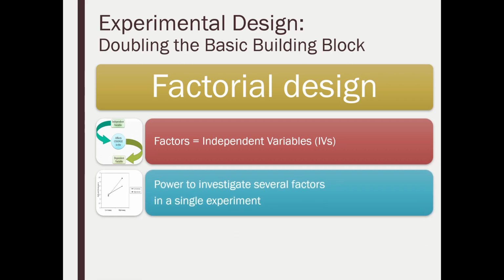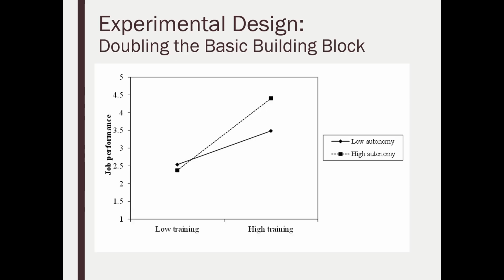So when we have more than one independent variable, we're going to have the power to investigate several factors all at one time in a single experiment. I've got a little diagram there on the left that we'll explore a little bit more deeply. When we add an additional variable, it gives us way more information. I call this doubling the basic building block because we're going from one independent variable to two. But the power that it gives us to explain things is actually more like going from one explanation in the case of a single independent variable to three potential explanations when we get into a factorial design that has two independent variables. And we'll talk about that more.